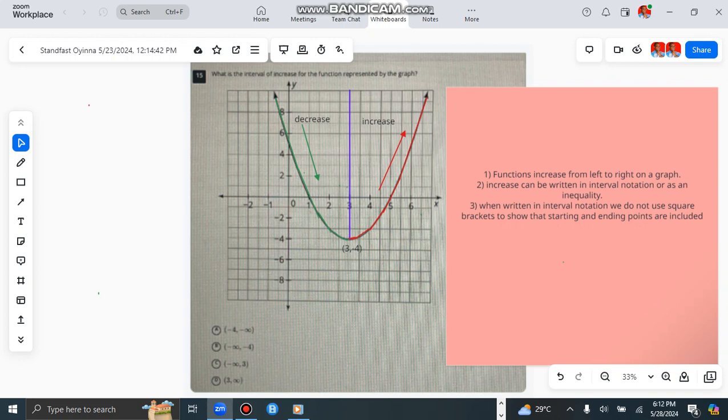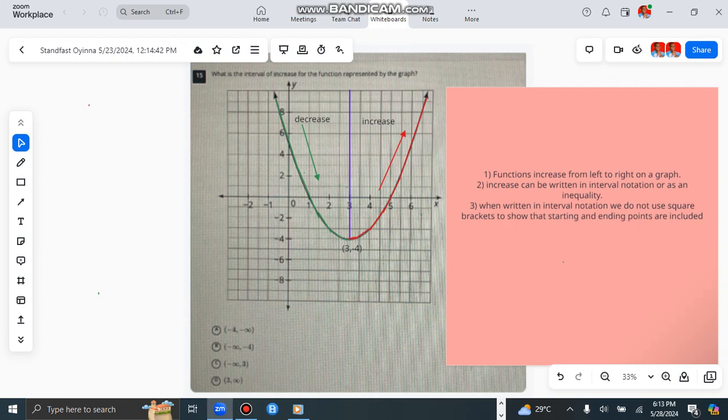The third thing is, when written in interval notation, we do not use square brackets to show that starting and ending points are included. Now, if you look at the options given to us here, you find out that just a normal parenthesis is used. A is minus 4, minus infinity, B is minus infinity, minus 4, C is minus infinity, 3, and D is 3, infinity. So just a normal parenthesis is used.